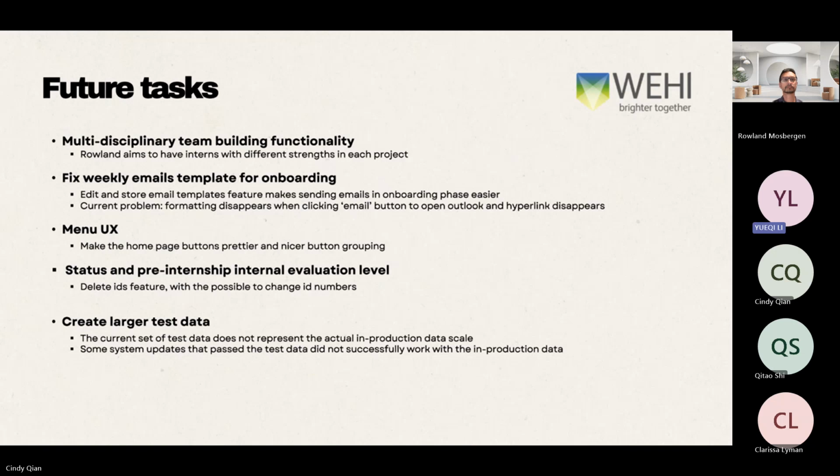Looking forward, there are several possible improvements for the system. One is adding multidisciplinary team building functionality, so interns with different strengths can be grouped more effectively. Another area is improving onboarding email templates. Currently, formatting and hyperlinks may disappear when opening emails in Outlook, so this workflow could be improved. There are also UI improvements planned, such as better menu design and clear button grouping on the homepage. Additionally, future work may include improving status and pre-internship evaluation management, including more flexible ID handling.